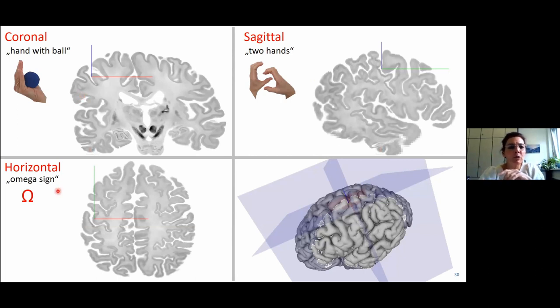And the first trick that was found was the omega sign. What they saw was that when you're looking at the central sulcus, the hand knob area, so the part of the central sulcus where the hand representation is, it always had a shape that reminded the anatomists of an omega sign, okay? And we have in the coronal plane of view what the anatomists called the hand-ball representation. So you've got to imagine that this gyrus here would be the hand and this gyrus here would be the ball. So it takes a bit of imagination.